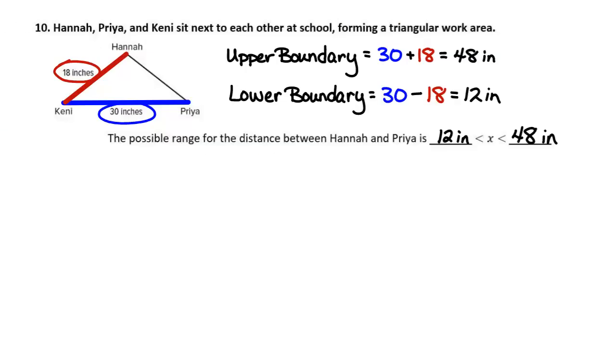As long as the distance between Hannah and Priya is bigger than 12 inches, so bigger than a foot, but smaller than 4 feet, smaller than 48 inches, then these girls can sit in a triangle together. If it's more than 48 inches, it's not going to be a triangle. If it's less than 12 inches, it's not going to make a triangle.